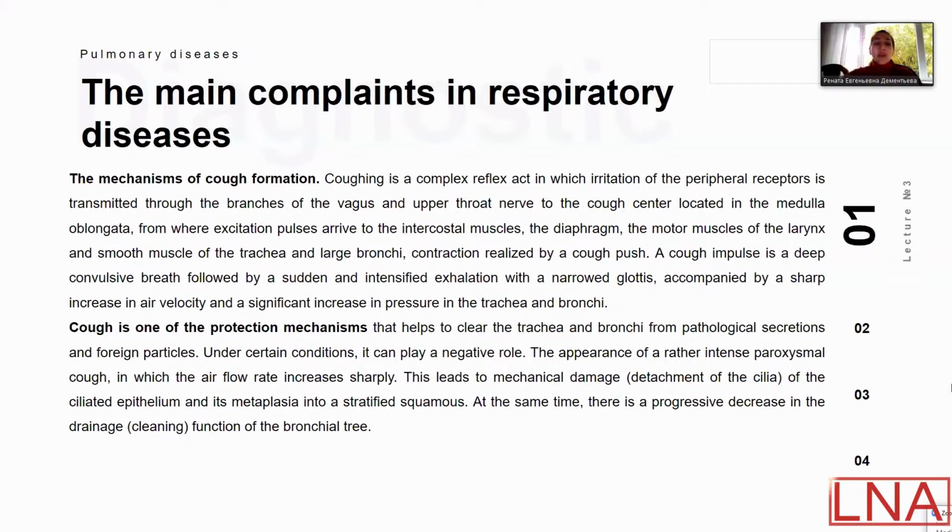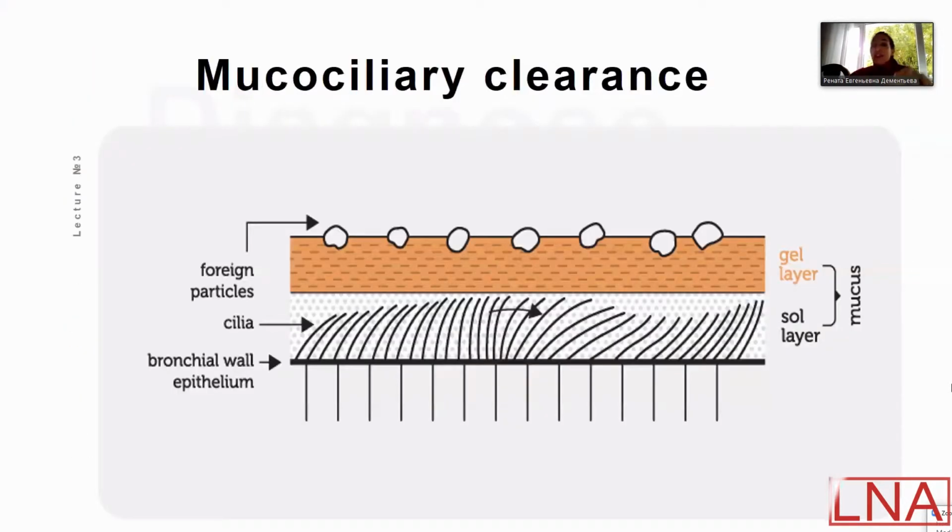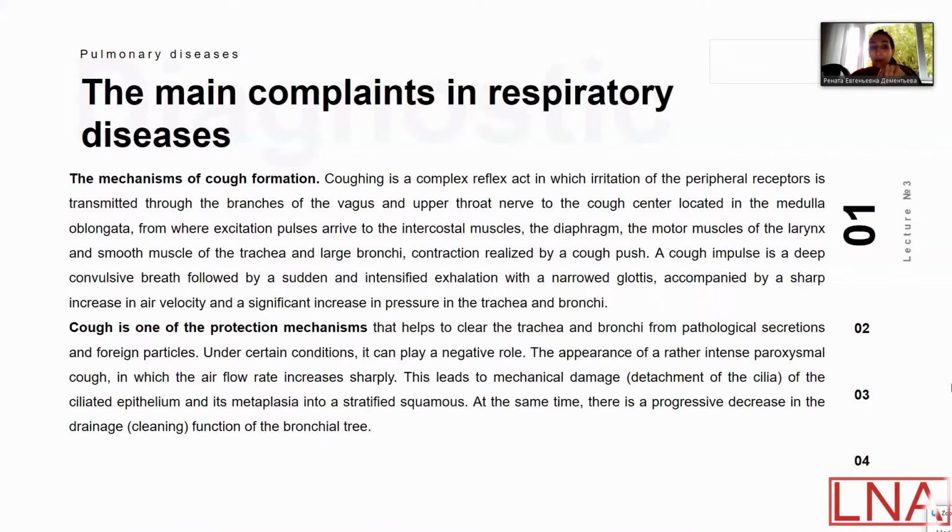Cough is one of the protection mechanisms, on the same level as healthy mucociliary clearance. The cough is one of the protection mechanisms that helps to clear the cavity of the trachea and the lumen of the bronchi from pathological secretion and foreign particles. Under certain conditions, it can sometimes play a negative role.